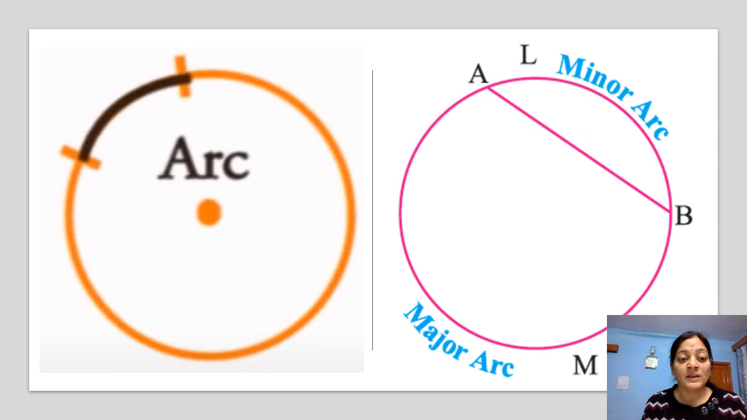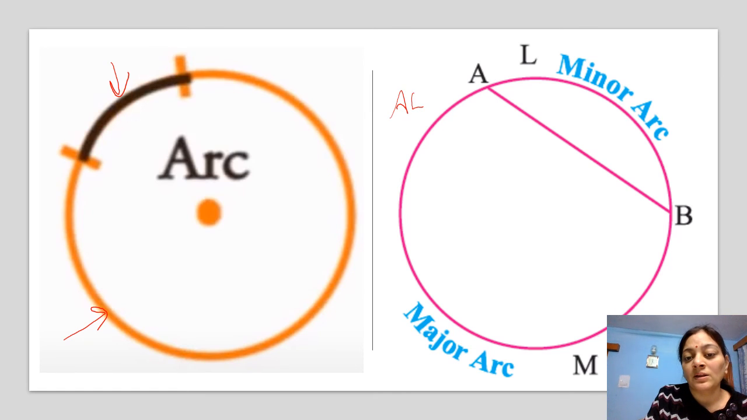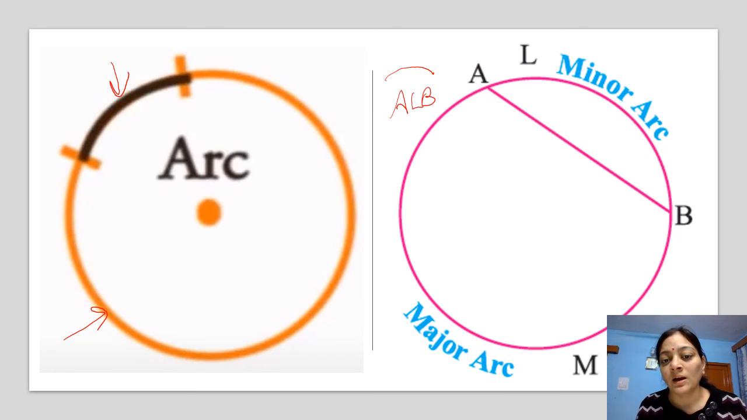So next is arc. Yes, a small part of the boundary of the circle is called an arc. If the length of the arc is smaller than the semicircle, then it is called a minor arc. And if the length of the arc is larger than the semicircle, then it is called a major arc. And the arc is represented by the arc symbol on its name, like ALB is the minor arc and we have put the symbol on it. And in the same manner, we can write the name of the major arc AMB.